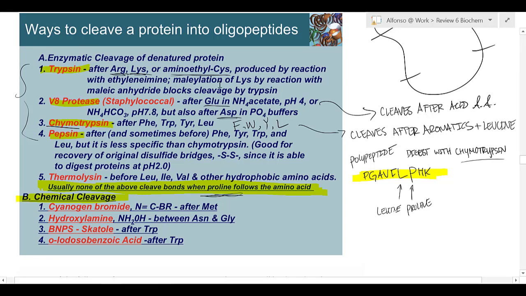Okay, so these are enzymatic cleavages, and these are the chemical cleavages. And as you know, we haven't discussed any of these yet. But look, cyanogen bromide, that's a really good one to know.